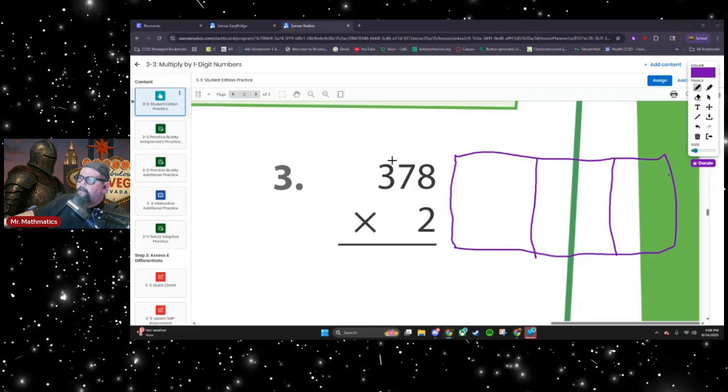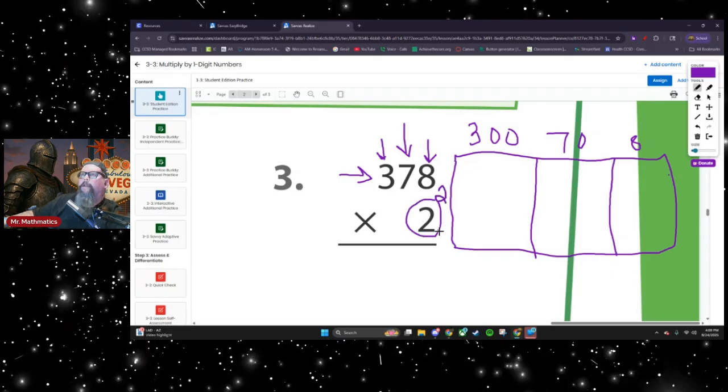So the new school way is we are going to separate our greater number here into its base components. All right. So we're going to separate this 3 here. We're going to create 300. We're going to take our 7 now. It becomes a 70 because it is in the tens place. And finally, our 8, which is just 8. And we're going to use this number here right next to it.